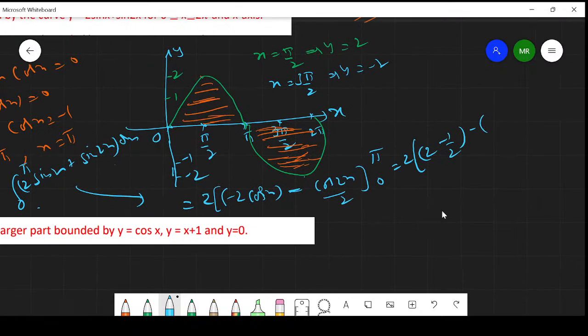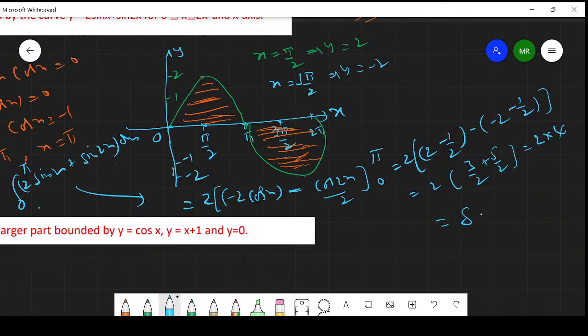If I substitute lower limit 0, cos 0 is 1, you will get again minus 2, cos 0 is minus 2, again cos 0, minus 1 by 2. You can verify this. You will get 2 into 3 by 2, this is minus 5 plus 5 by 2, 5 by 2. Now you can see here, this is 2 into 3 by 2 plus 5 by 2, 8 by 2, 2 into 4.